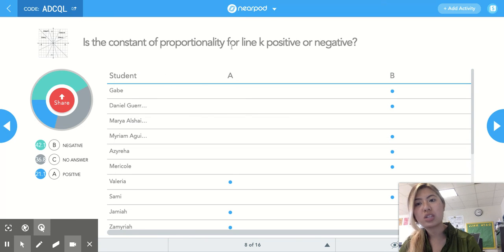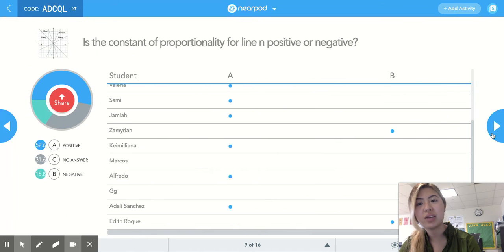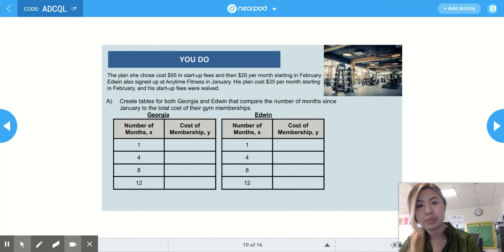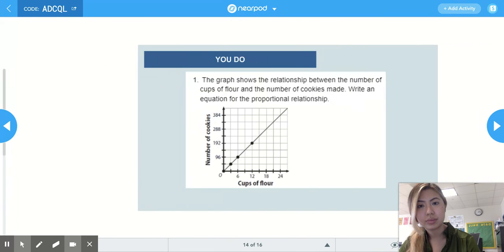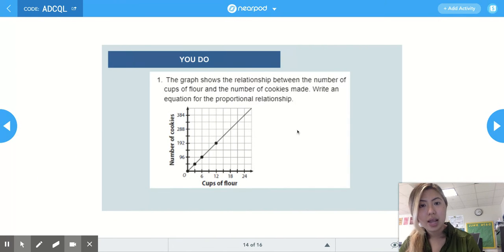There are 2 poll questions. The first one is the constant of proportionality for line K positive or negative? The second one is the constant of proportionality for line N positive or negative? And then there is a you-do problem. And then there's another you-do problem. Given a graph, you have to write an equation for the proportional relationship.